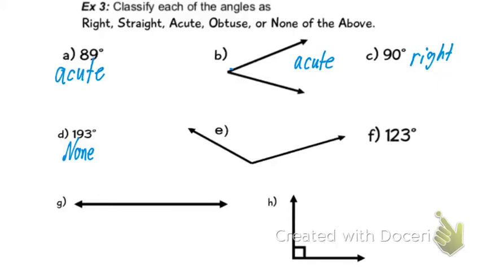Okay, so we have A is acute, B is acute, C is right, D is none. If it's above 180, it's not going to be any of these. Okay, I need these calculations.